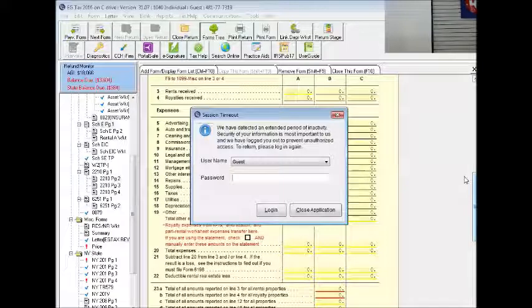So what we're going to do is work on one of the problems out of the workbook.